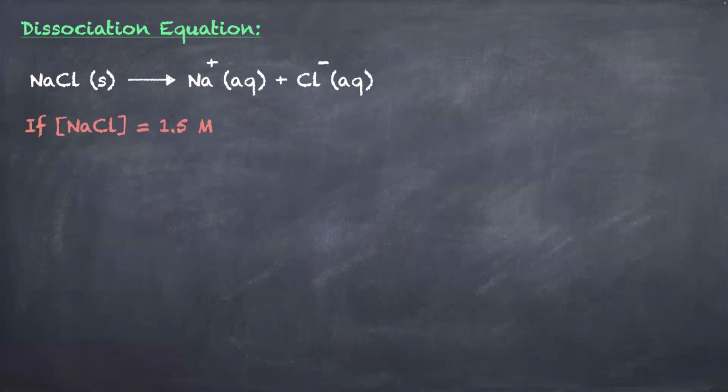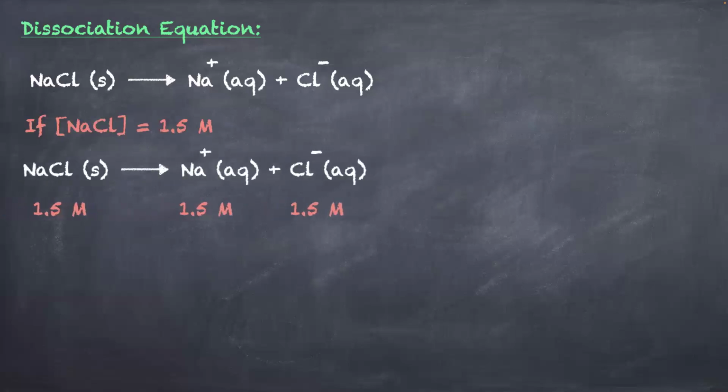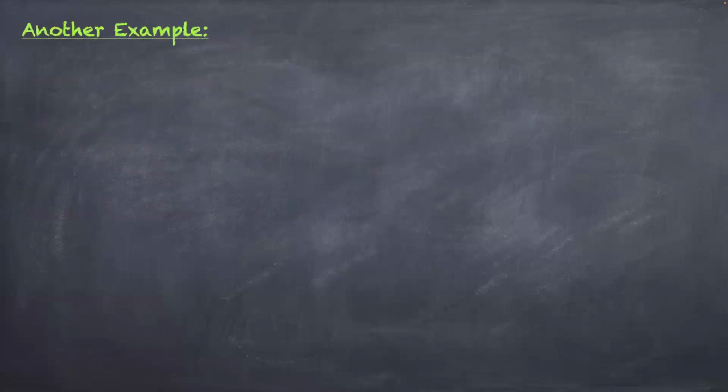Let's say we have a concentration of 1.5 molar for NaCl after you dissolve it in water. Based on the stoichiometry between the two of them, we can conclude that the concentration of Na plus is also 1.5 molar, and so is Cl minus. The reason is that for every one NaCl, you end up getting one Na positive and one Cl negative. Based on the mole-to-mole ratio, it ends up being the same exact number. So let's look at another example.